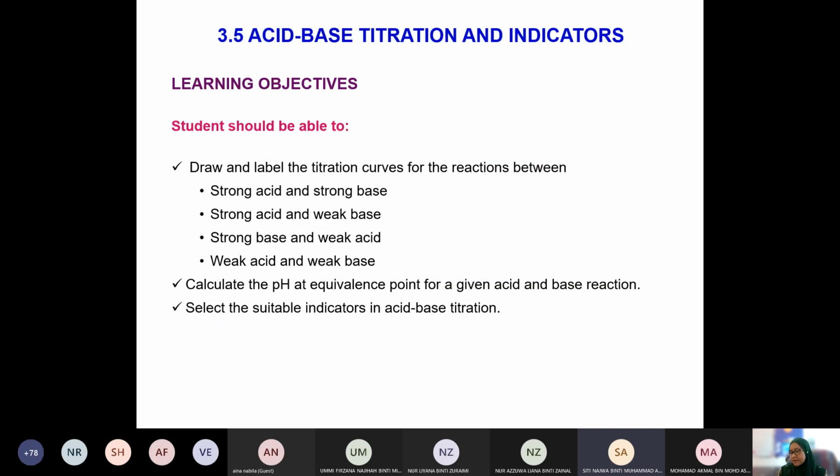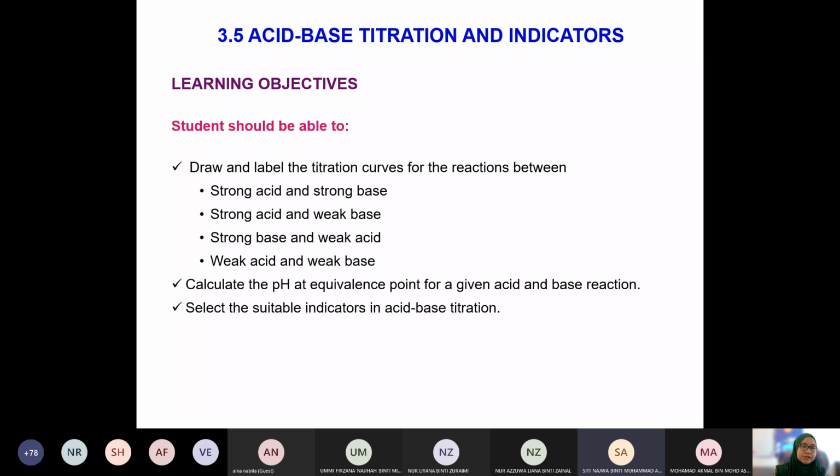Okay, any question related to salt hydrolysis before we proceed to 3.5 acid-base titration and indicators? Anyone? Madam, for the calculation with the ICE table, if we don't do it, will marks be deducted? No. Okay, because we have two options, whether to use ICE or the alternative method. Even actually just now, I just did the ICE table, but I proceeded below using the alternative method.